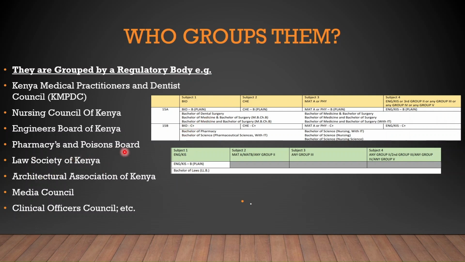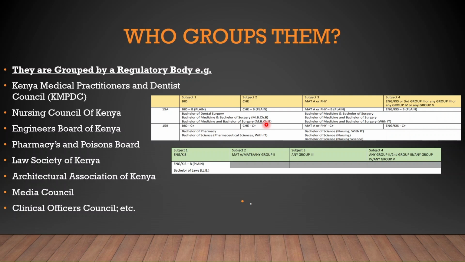Or people like the Pharmacy and Poisons Board sit down and say, for you to do a bachelor of pharmacy, you require a C plus in biology, a C plus in chemistry, a C plus in mathematics or physics, or a C plus in English or Kiswahili. The same case applies to nursing. For anyone who wants to do law, the Law Society of Kenya sits down and says, for us, we only need people to get a B plain in either English or Kiswahili. So this dark part you see here means that so long as you have a B plain in English or Kiswahili, they will pick the best from the others. But for medicine, they will only pick that which they have decided for you, and you must attain that grade.